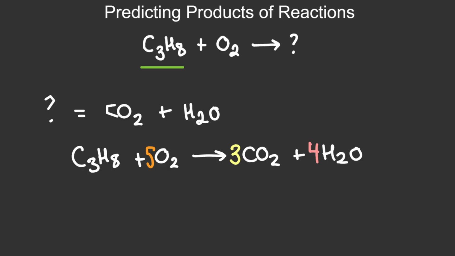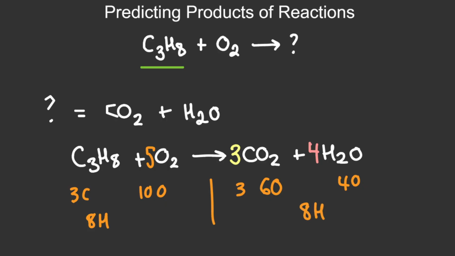Okay. Real quick, we can break this down. We have 10 oxygens. We have 3 carbons. We have 8 hydrogens on the reactant side. 3 carbons. There are 4 oxygens on that guy. There are 6 oxygens on that guy. And then there's 8 hydrogens. This is a balanced equation. So hopefully you guys all got that correct.